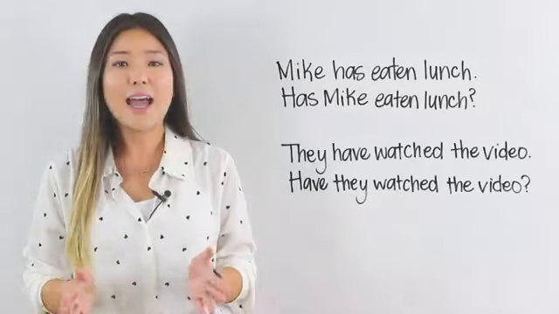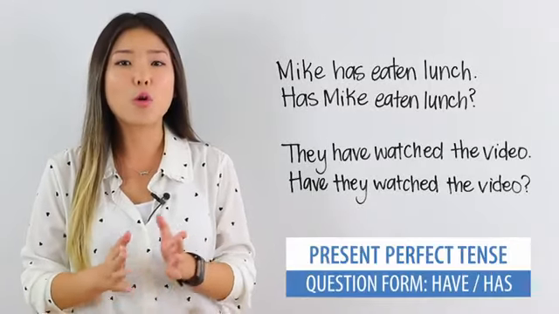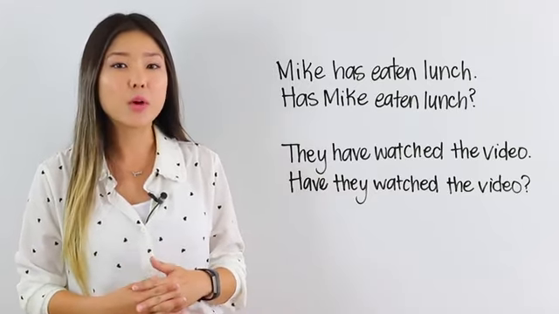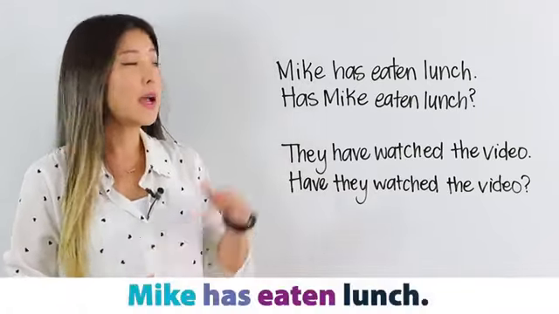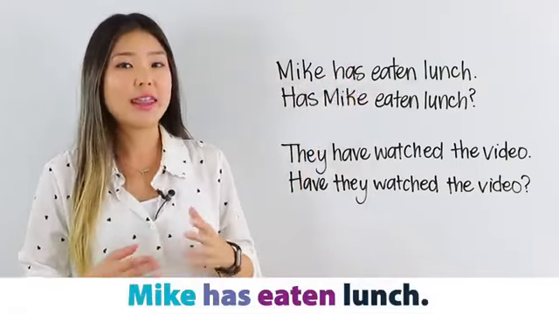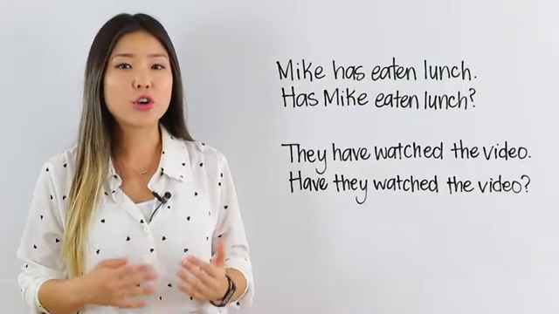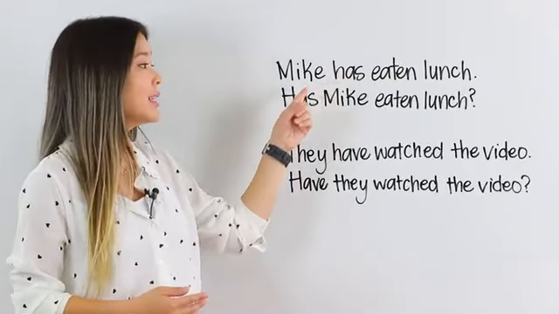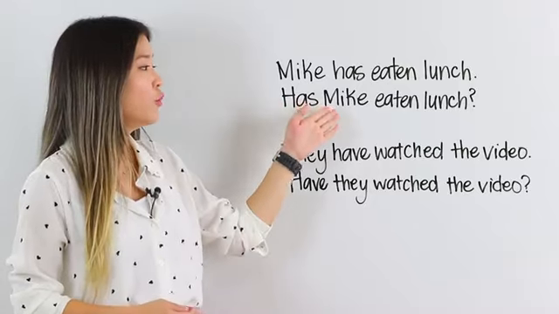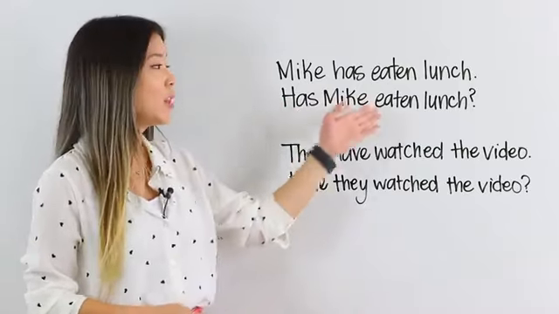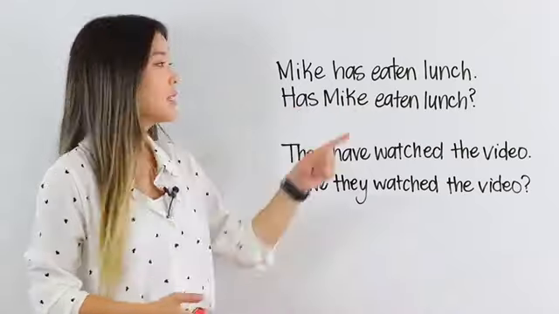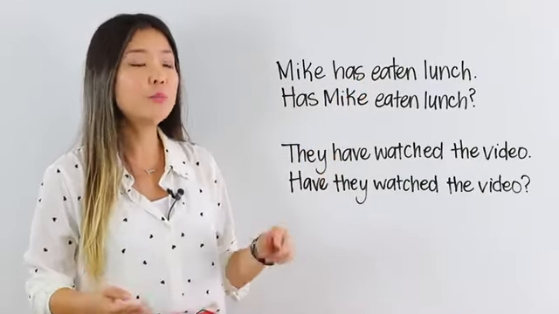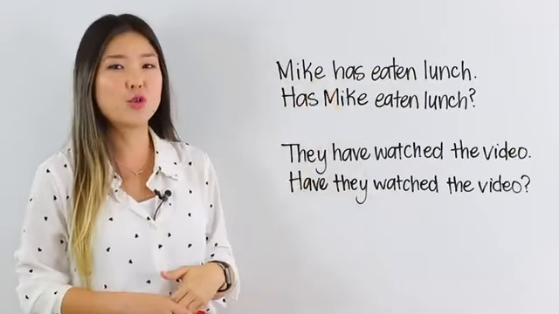Let's move on. Now, let's take a look at the have or has question form for the present perfect tense. Take a look at the board. The first sentence says, Mike has eaten lunch. That is a statement. Now to turn it into a question, it's quite easy. All you have to do is put has at the beginning. Then you follow with the subject and then the past participle. You'll notice that the placement of the past participle doesn't change. We've simply changed the order of the first 2 words.